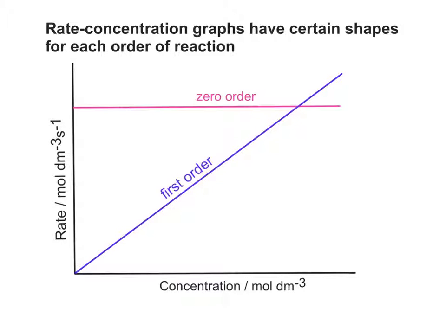The first order graph will give you a straight line of fixed gradient. And the second order will give you a curve. So these need to be remembered so that you can actually apply them to examples given in exam questions.